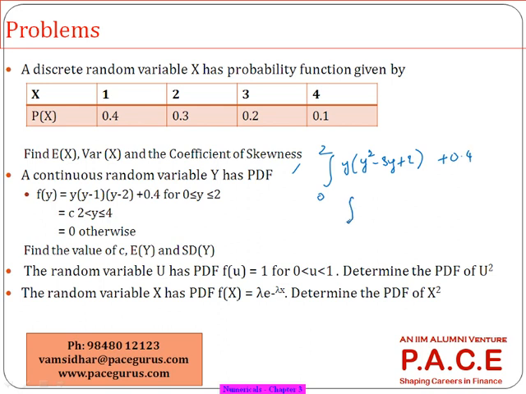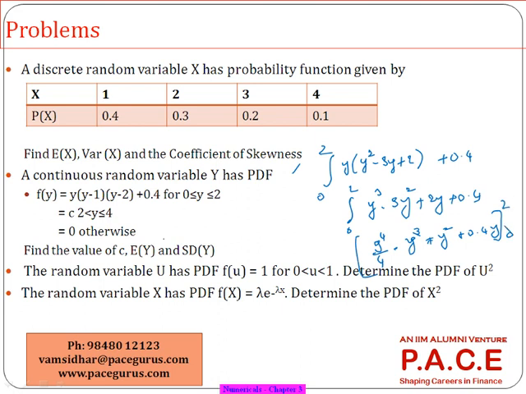Basically it is coming out as y cube minus 3y squared plus 2y plus 0.4. Right? So if I integrate, this is nothing but y power 4 by 4 minus 3 into y cube by 3, which is y cube, plus y squared, 2 into y squared by 2, plus 0.4y. This has to be integrated between 2 and 0.